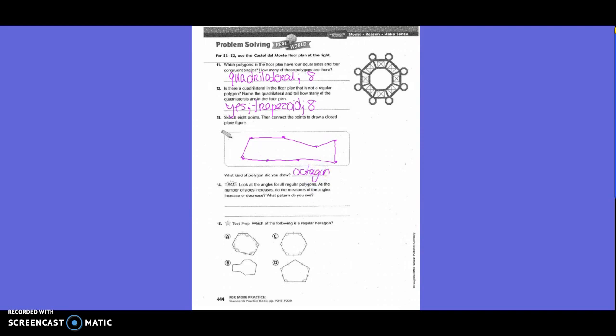Number 14. Look at the angles for all regular polygons. As the number of sides increases, do the measures of the angles increase or decrease? What pattern do you see? So on your chart on the very first page, did the number of sides and the number of angles increase with each polygon? Yes. So the measures of the angles increase and the number of sides increase.